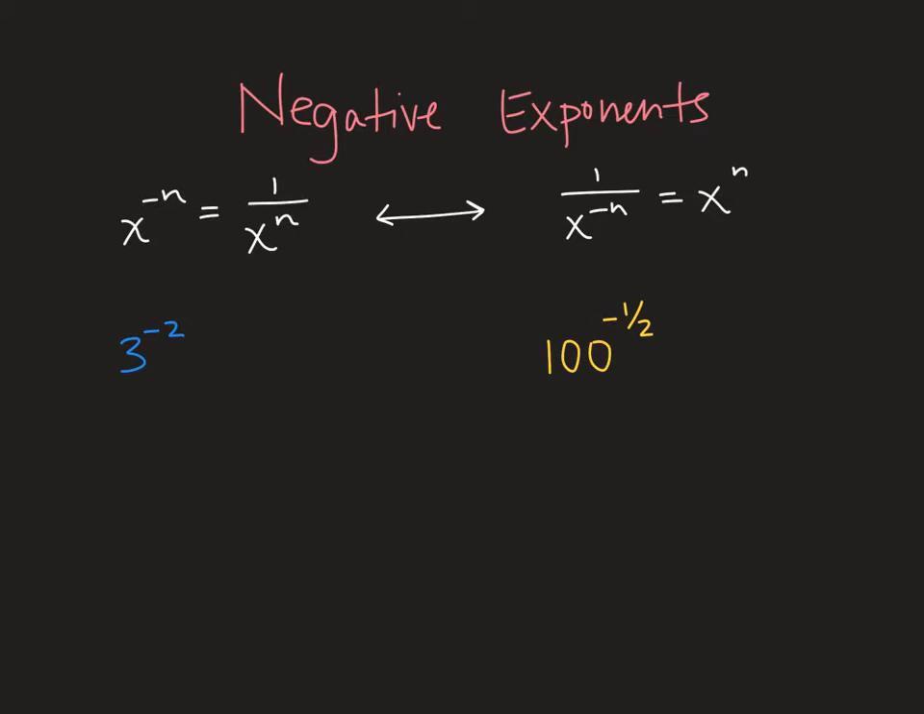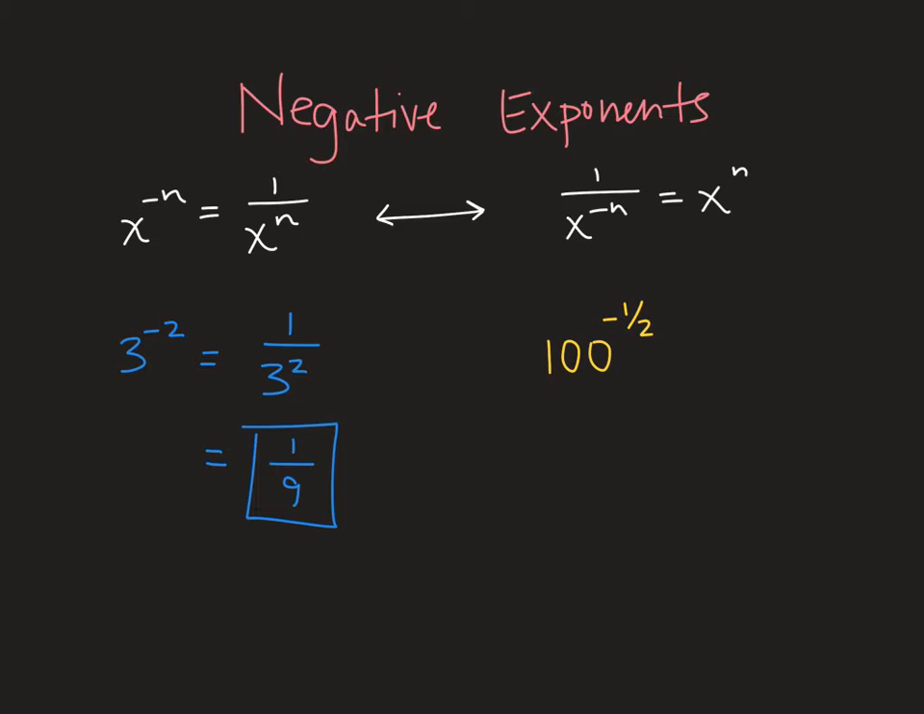In our first example, we have 3 to the negative second. Following our rule, where x is 3 and n is 2, it's negative, we do 1 over, the 3 stays the same, but this negative 2 becomes a positive 2. So this becomes 1 over 3 to the positive 2, which is 1 over 9. So that answer is 1/9.